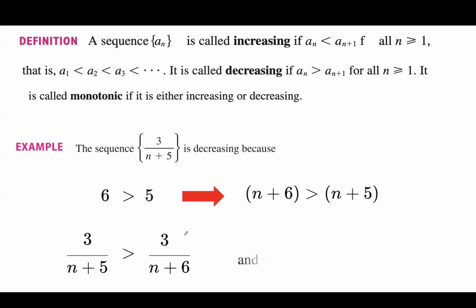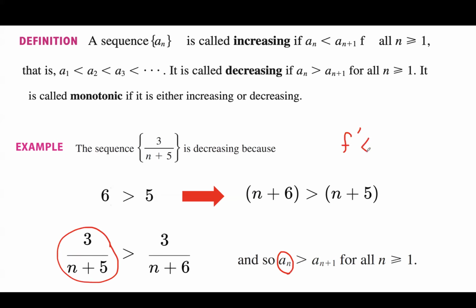So what's the meaning of that? The quantity on the left-hand side is basically my sequence itself. So I just showed that the general term of the sequence is more than a n plus 1, or 3 divided by n plus 6. So indeed, you have a decreasing sequence. You could also write down the function corresponding to this sequence and show that the derivative of that function is negative on its domain. In the next example, we're going to verify that.